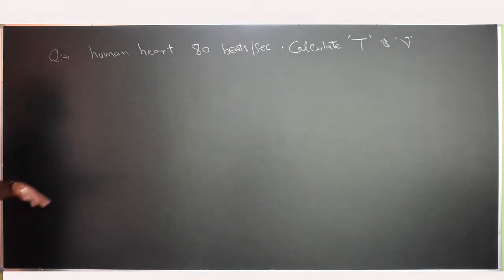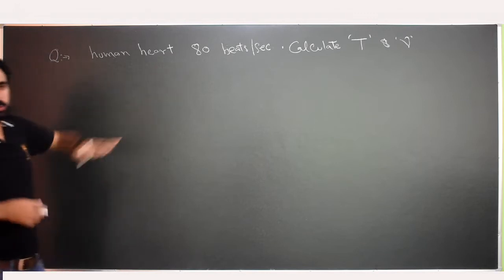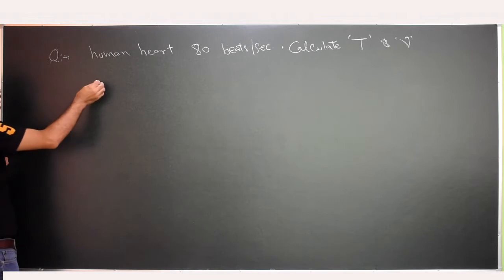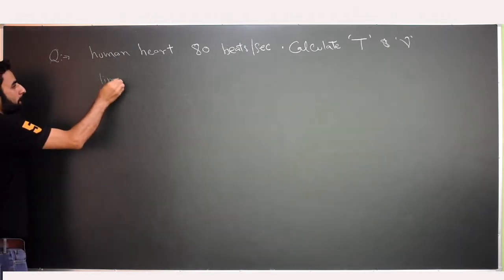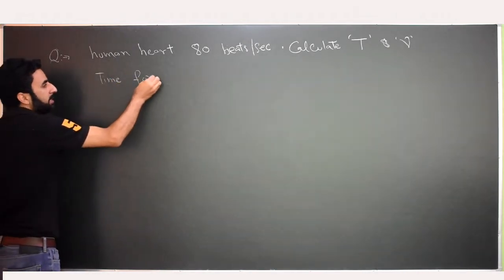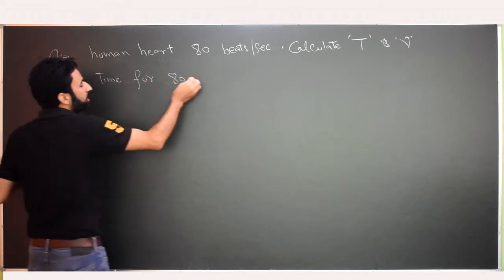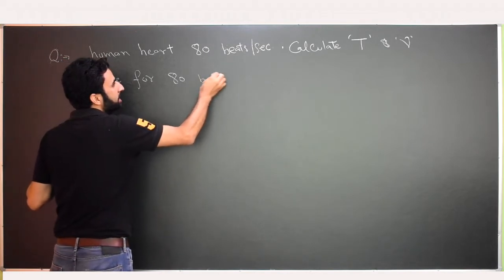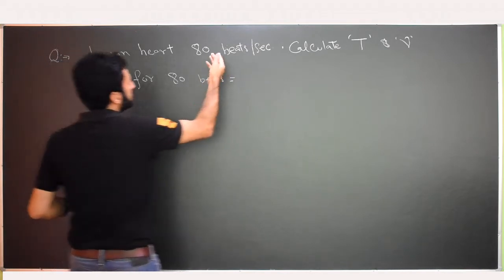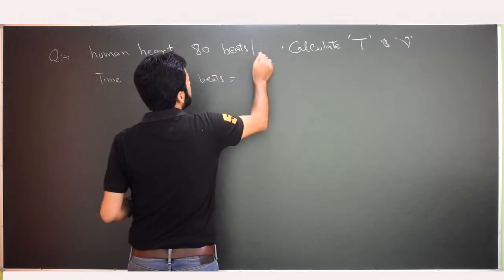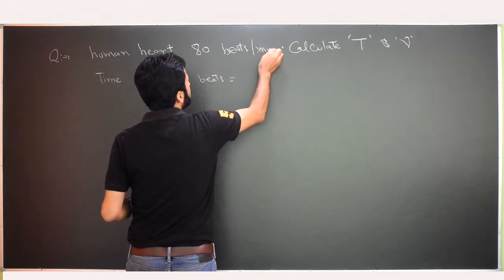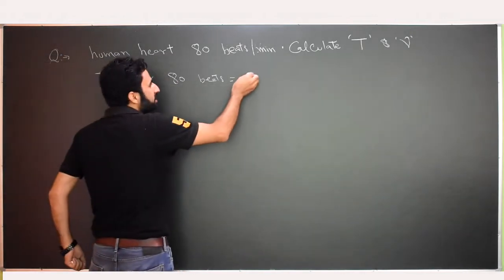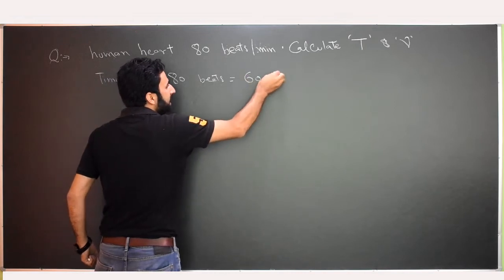This is the simplest case before we move further. So a human heart beats 80 times, and we have to calculate the time period and frequency. Obviously we know the time for 80 vibrations or 80 beats is, not 80 beats per second, it's 80 beats per minute. So the time for 80 beats is around 1 minute, meaning 60 seconds.